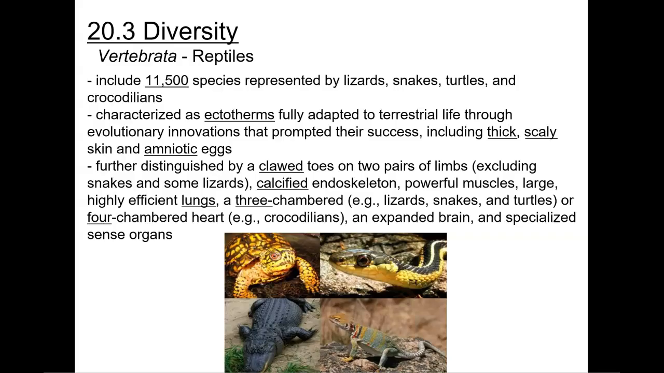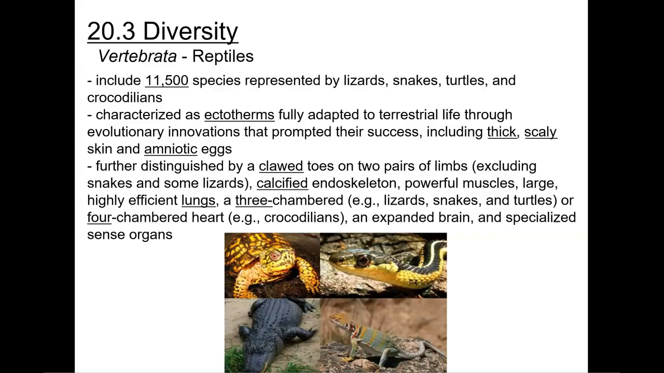Reptiles are going to include about 11,500 species, represented by lizards, snakes, turtles, and crocodilians. These are going to be characterized as ectotherms fully adapted to terrestrial life through evolutionary innovations that are going to prompt success, including the thick, scaly skin and amniotic eggs.